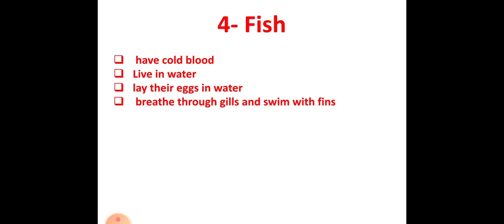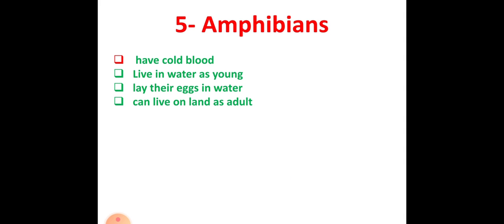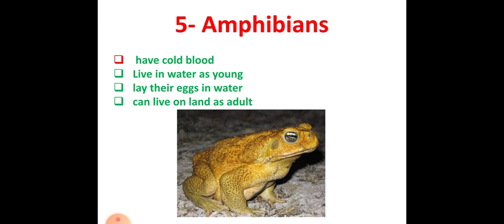Number 4 is fish. There are some characteristics of fish: have cold blood, live in water, lay their eggs in water, breathe through gills, and swim with fins. So here is the picture of fish. And the last, number 5, is amphibians. So amphibians have cold blood, live in water as young, lay their eggs in water, can live on land as adults. For example, like frog or toad.